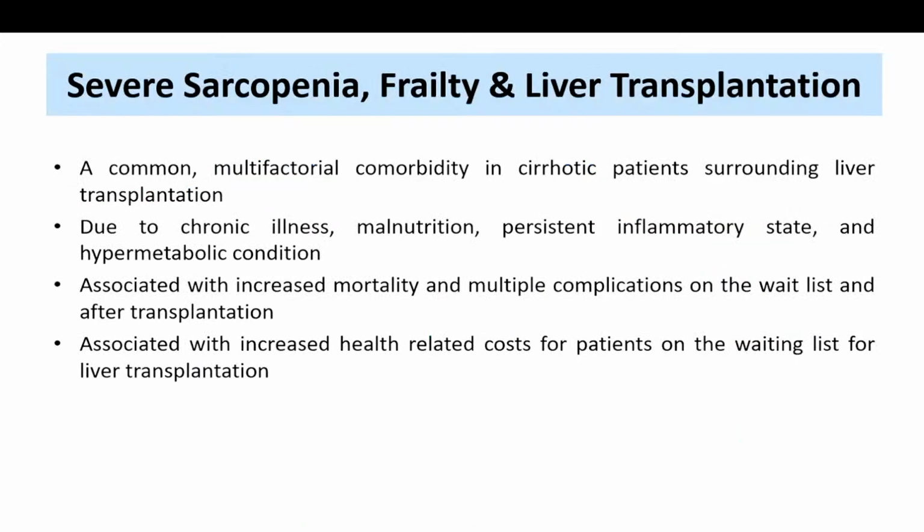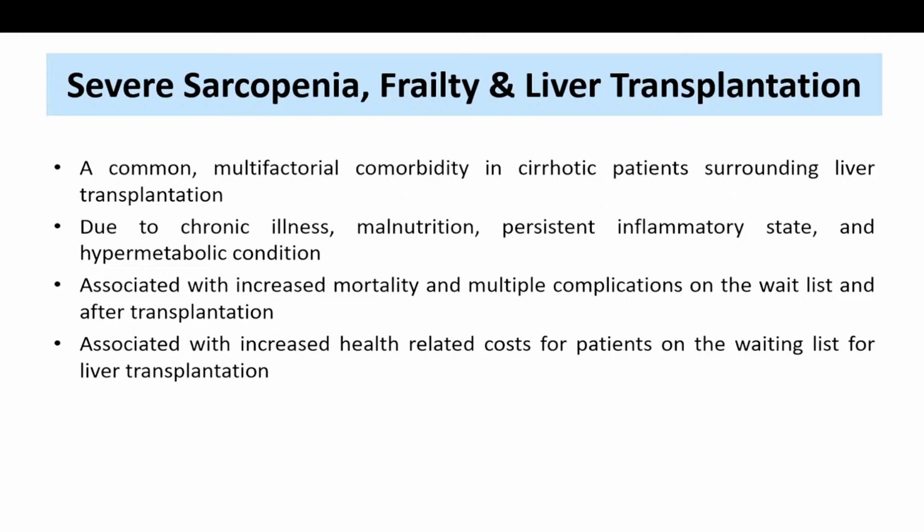So, in summary, sarcopenia and frailty are common. It is a multifactorial comorbidity in cirrhotic patients, and these factors often coexist. They bring increased mortality and multiple complications on the waitlist and after transplantation. There are also health-related costs for patients on the waitlist and in liver transplantation. Let me tell you, in my center we are among the most adventurous teams of hepatologists and surgeons. Our surgeons are really adventurous. Kaushal is also probably good to speak on this, and we do take very sick patients at times for transplant.